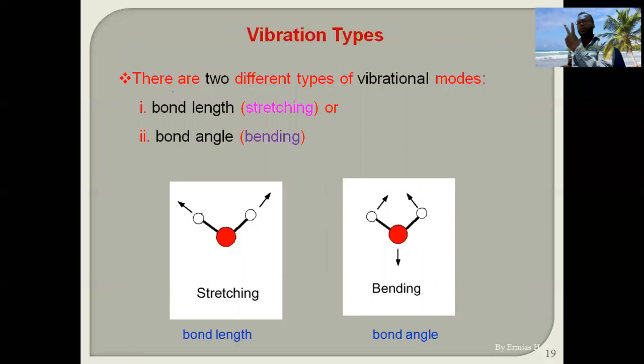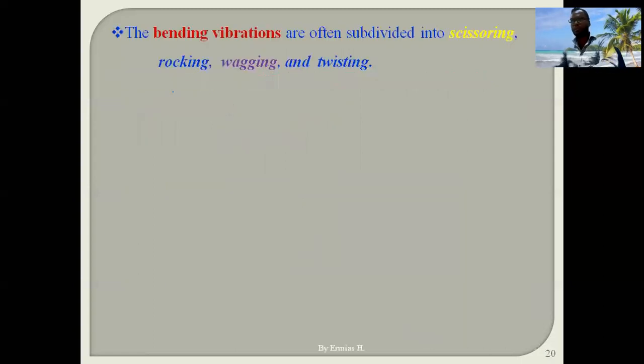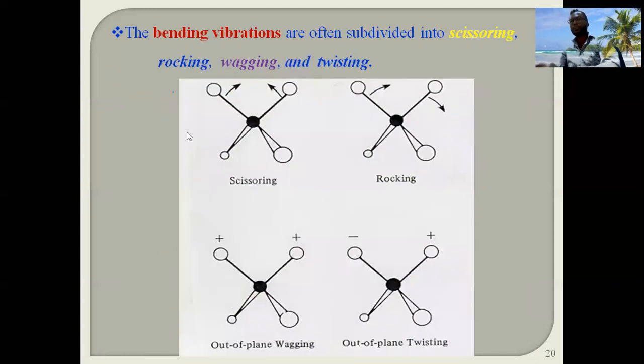In bending, there are different types: scissoring, twisting, rocking, wagging. We will discuss these. But generally, we have two types: the stretching and the bending. The bending vibrations are subdivided into four: scissoring, rocking in this way, and wagging. This is out of plane. The two move just like this, out of plane.